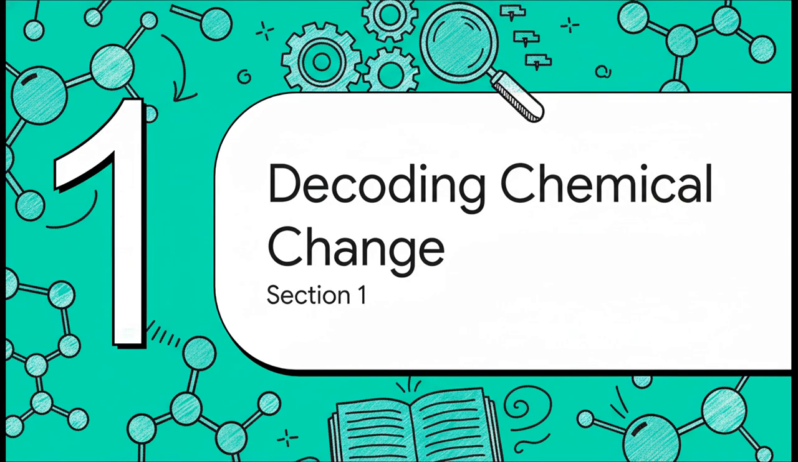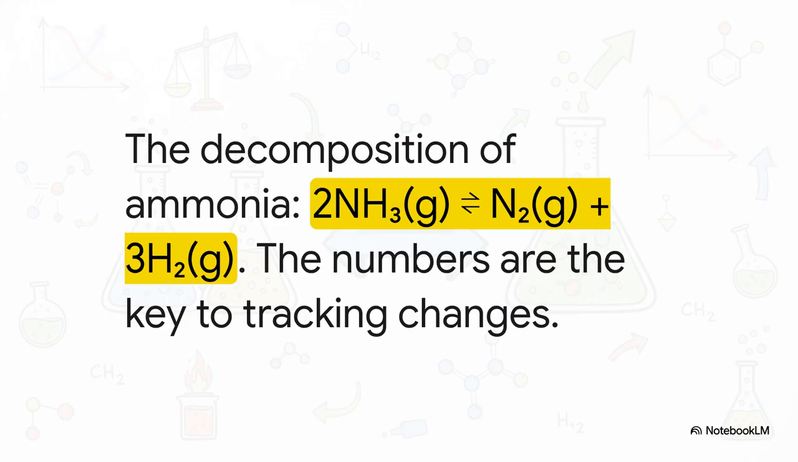Okay, so before we can predict the future, we need to learn the language of the reaction. So first up, we're going to decode chemical change and figure out how to track it as it happens. Let's dive in with a classic from our source material, ammonia breaking down into nitrogen and hydrogen. Now, the most important things on this slide are those numbers out front, the coefficients. They are the secret code that tells us how everything changes together.